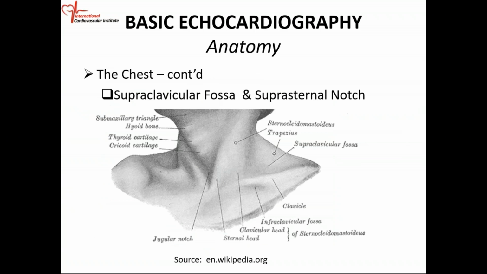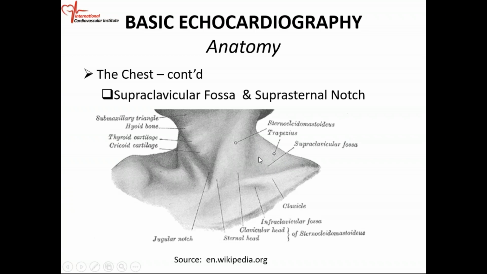Now, of course, we mentioned supraclavicular fossa and suprasternal notch. The other name for that is jugular notch. We commonly put our transducer in those positions. So again, this is your clavicle, which comes from the shoulder and articulates to the uppermost portion of the sternum, the manubrium. Okay, this is your clavicle. So above the clavicle is what we call the supraclavicular fossa. Supra means above. So the supraclavicular fossa is right in this area above the clavicle.